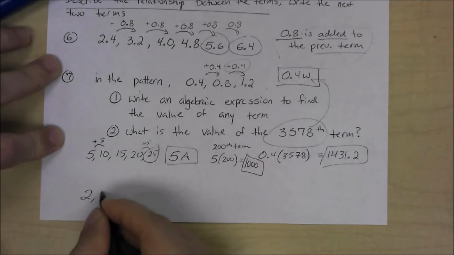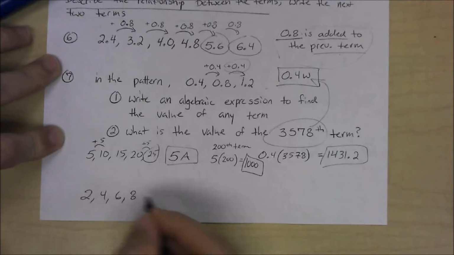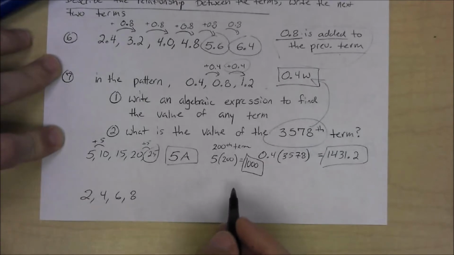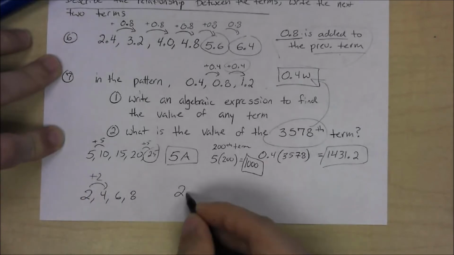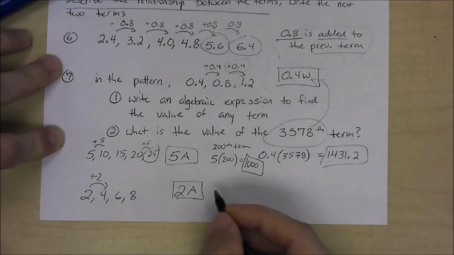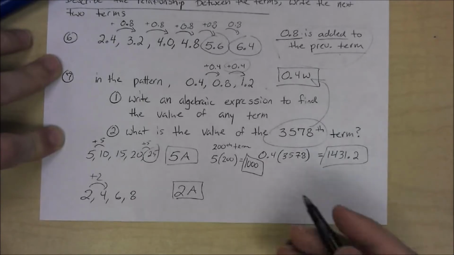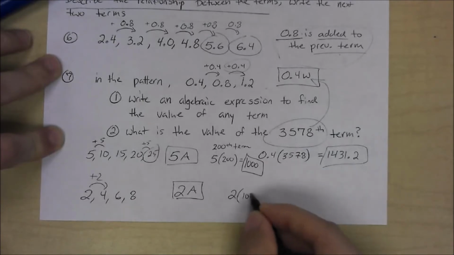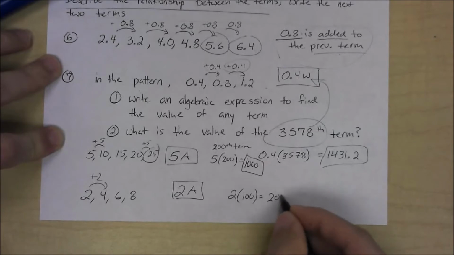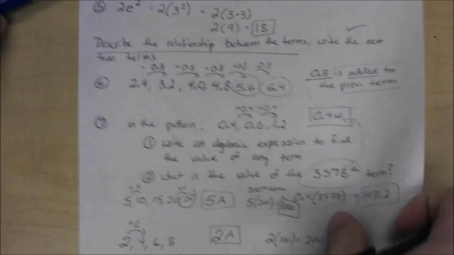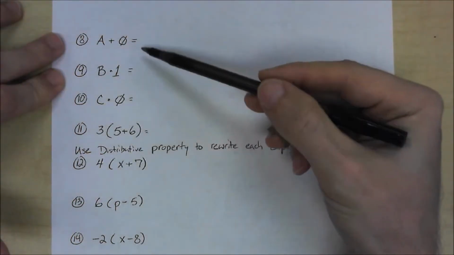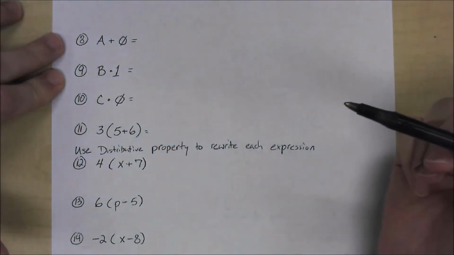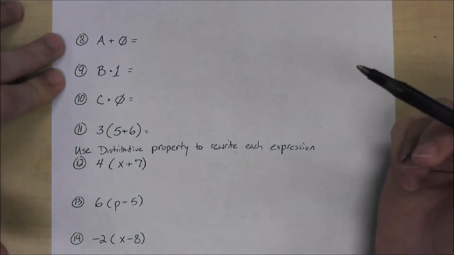Another one, let's say I had 2, 4, 6, 8, and I wanted the algebraic expression for any term. This is increasing by 2 each time, so I would say 2A. And if I wanted the 100th term, 2 times 100 would be 200. All right, so now let's take a look at the back. So these questions right here, 8 through 11, go ahead and pause the video, write them down, try to figure them out, press play when you're ready.